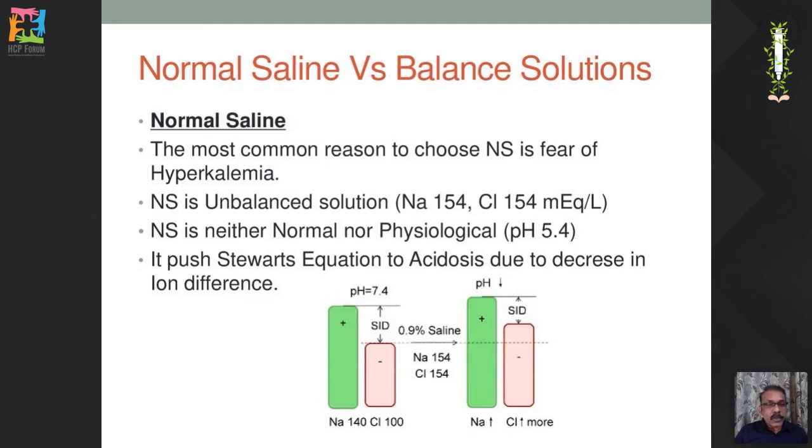Normal saline is not a balanced solution because it contains 10% more sodium than the plasma and 50% more chloride than the normal plasma. Neither is it a physiological solution. The pH is 5.4, and the acid base balance depends on the anion gap. If too much chloride is pushed into the circulation, this anion gap is narrowed, and the equation goes to the acidosis side.